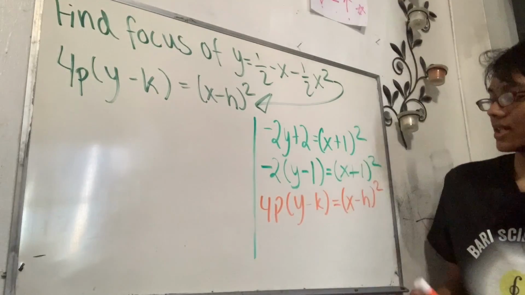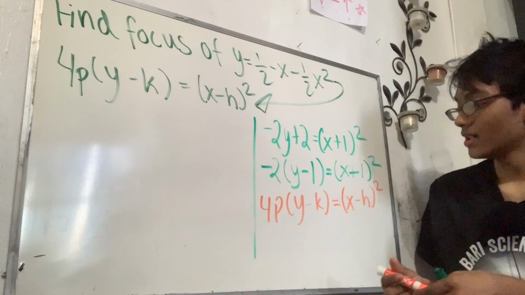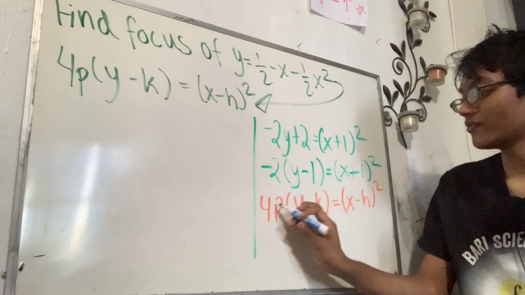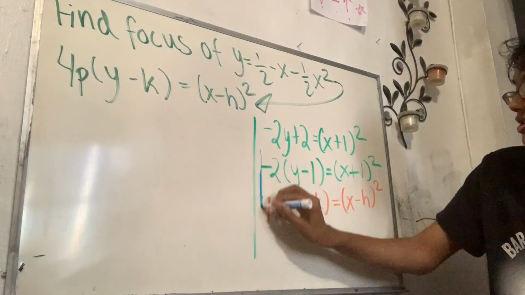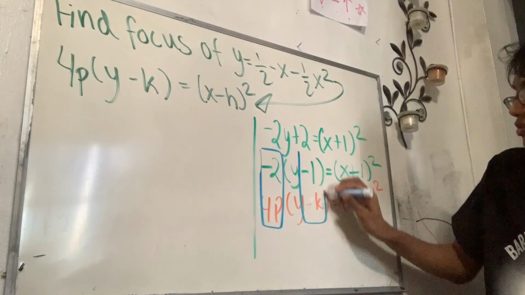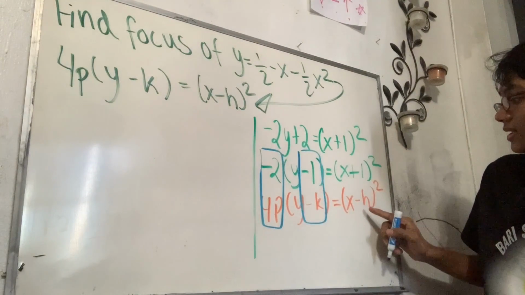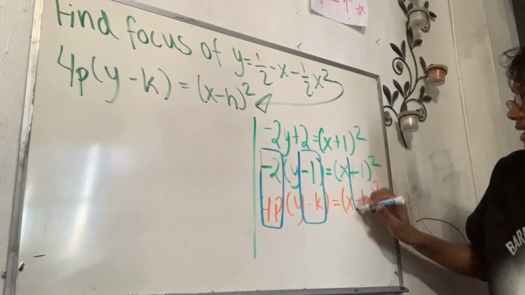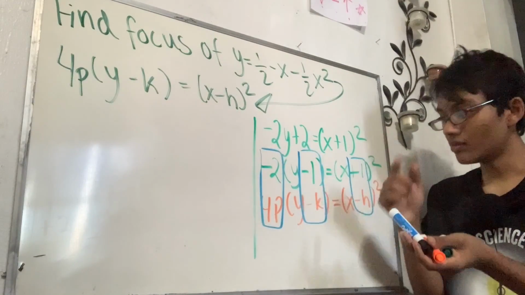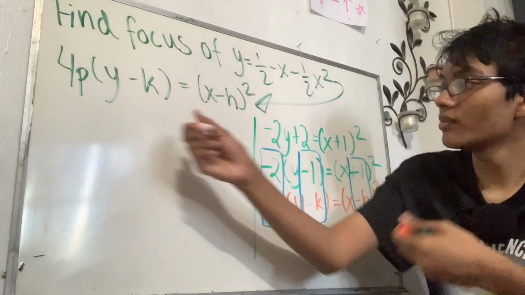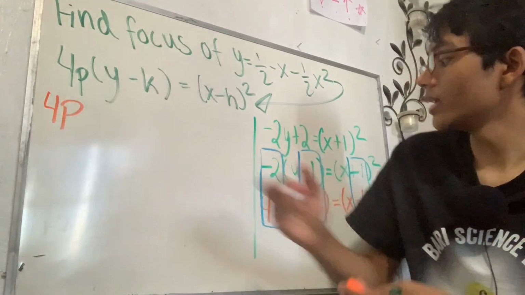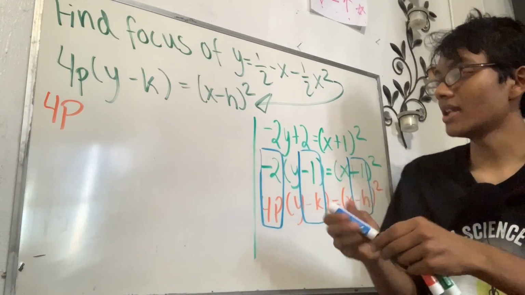So what am I going to end up on the left hand side? Well, let's first make some analogies. This 4p is equal to this minus 2, right? Hopefully you see that. This minus k is equal to this minus 1. Hopefully you see that. This positive 1 is equal to this negative h. Hopefully you see that. So we can set them equal to each other right over here. So I can write 4p is equal to minus 2.